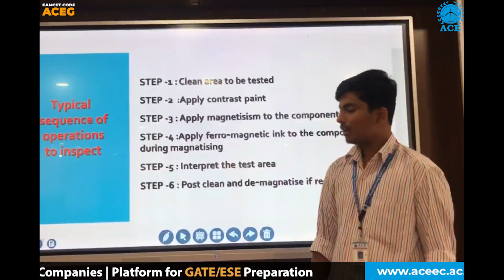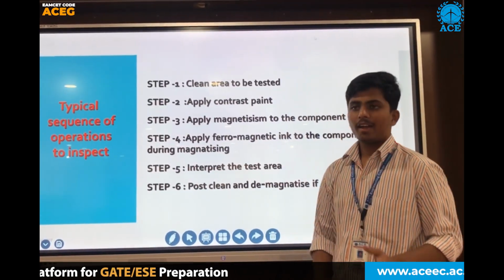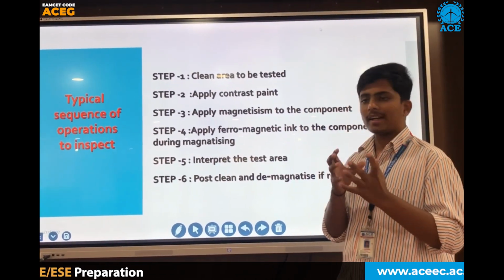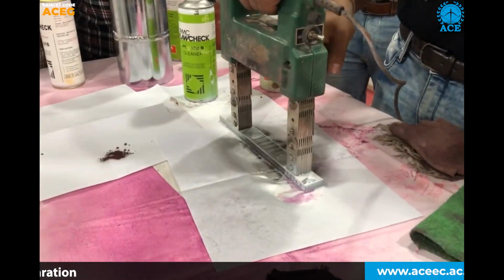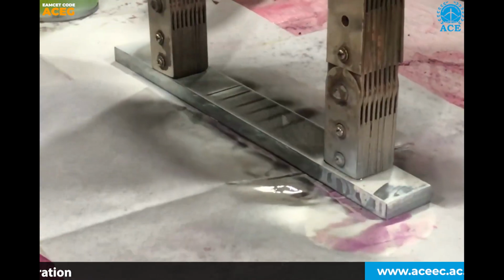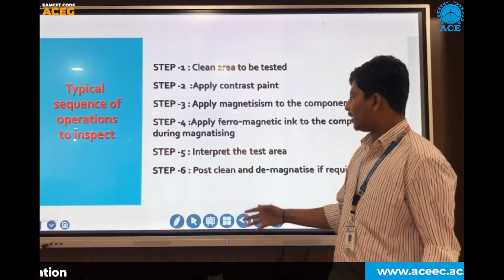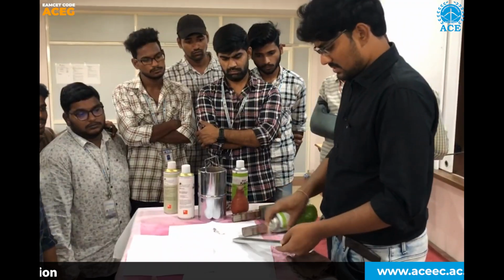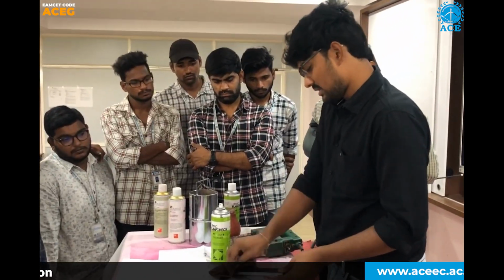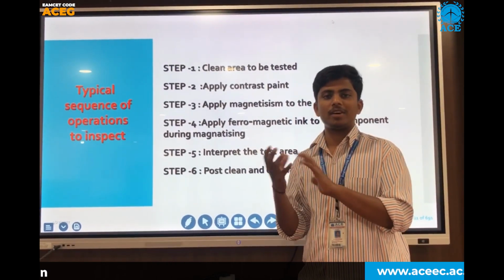to emboss the crack. Coming to the interpretation of the test area, where the ferromagnetic ink is embossed much, we will consider it as a defect. And after interpreting, we have to post-clean and demagnetize if required. Post-cleaning is a crucial thing in this procedure so that the components can be used further.